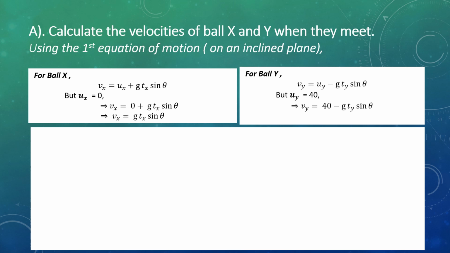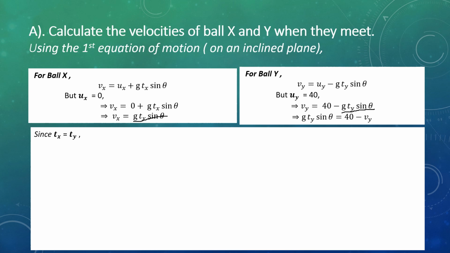Now you see here, where we have Vx equal to g Tx sine theta, we're able to make g Tx sine theta the subject. Let's try and make this also the subject. To do that, we move g Ty sine theta to the left hand side, where it becomes positive, then bring Vy to the other side. So we get g Ty sine theta is equal to 40 minus Vy.